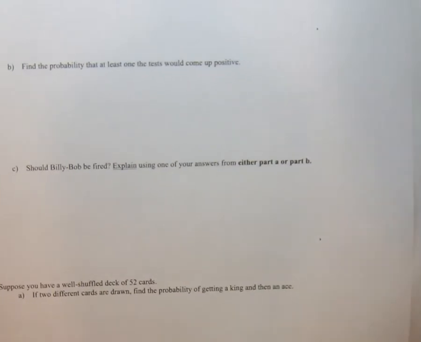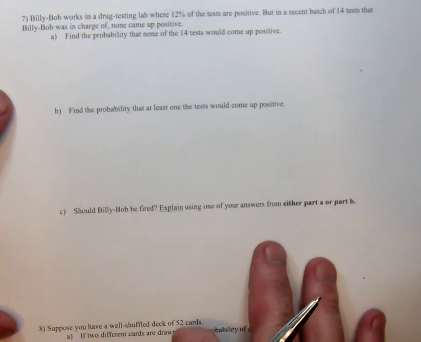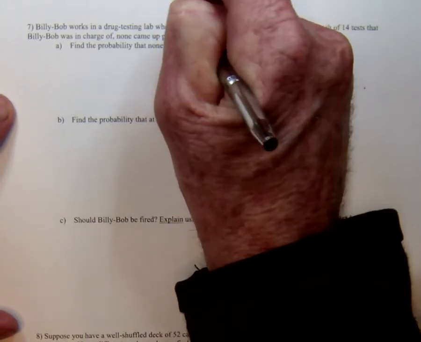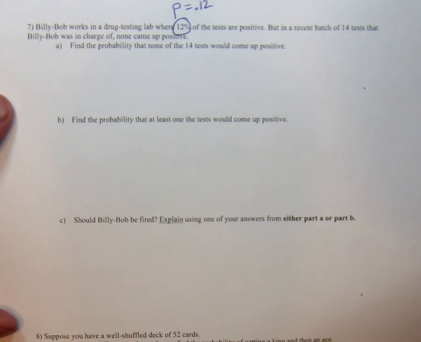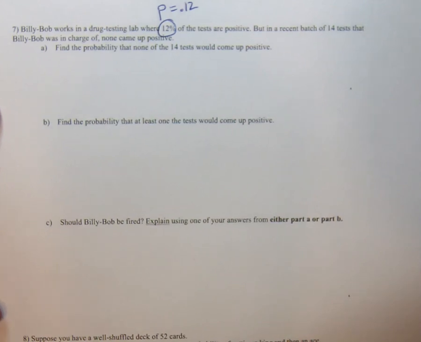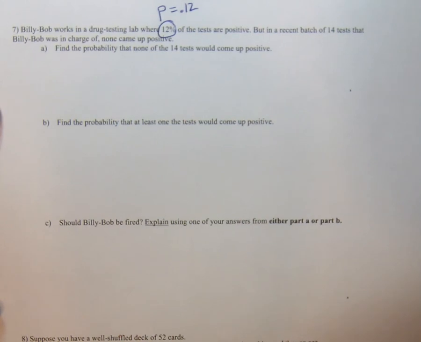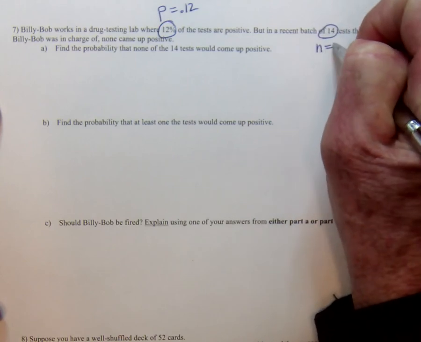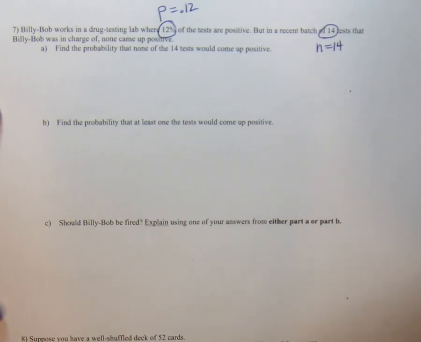And with two-thirds done, excuse me. Before I even start reading this question, I see this, and my mind just goes like this. It's a binomial situation. So Billy Bob works in a drug testing lab. 12% of the tests usually come up positive. So in a recent batch of 14, so that means that n equals 14, none of them came up positive. So find the probability that none.